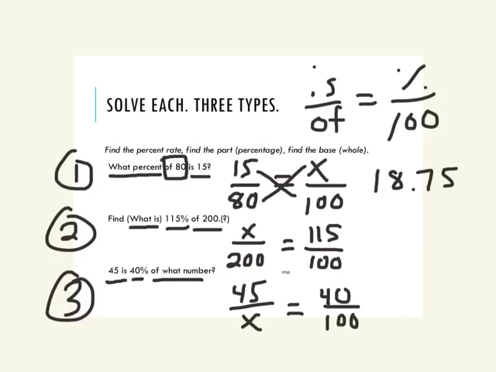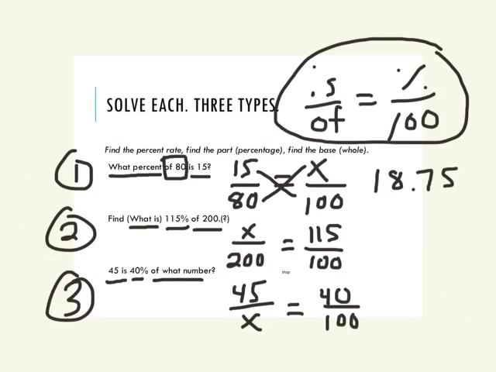So anytime you're solving these percent word problems, use is over of equals percent over 100. Is over of equals percent over 100. That is the best graphic organizer that we can recommend to you to solve these percent problems.